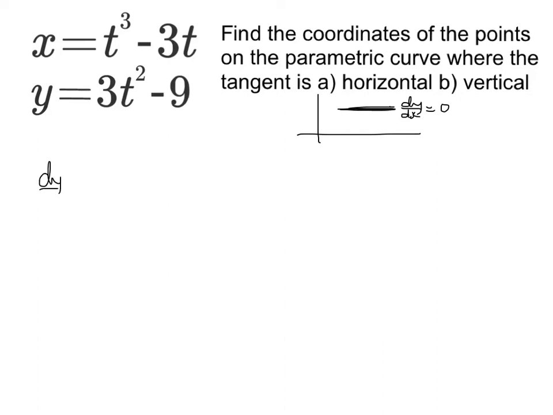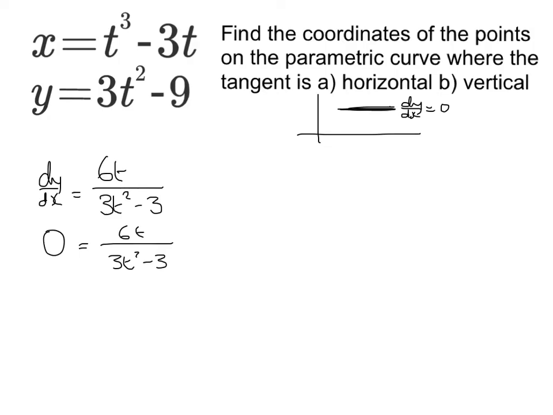So let's have a go. Dy by dx is equal to the derivative of y with respect to t over the derivative of x with respect to t. And we want that to equal 0. 0 equals 6t over 3t squared minus 3. Multiplying both sides by 3t squared minus 3, and remembering that 0 times anything is in fact 0, we get t is 0.